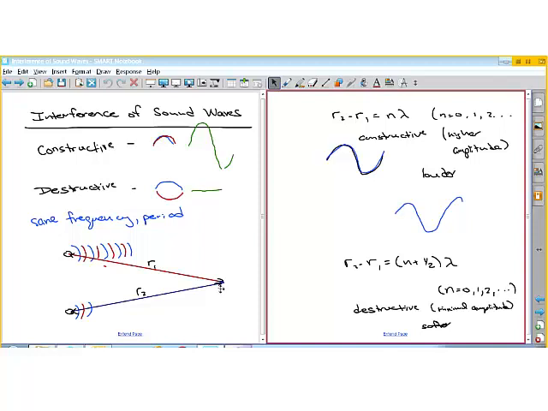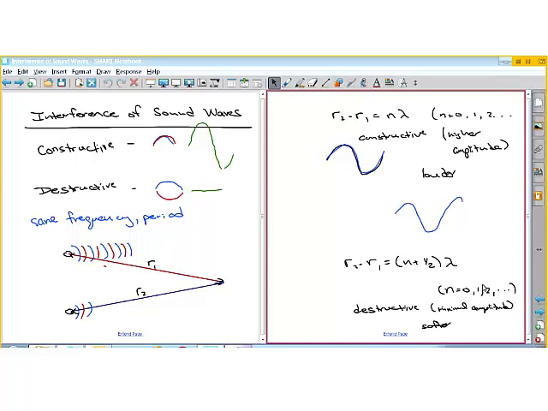Now, if you move a little bit to the side of where you get constructive interference, you're going to get less and less sound. At some point, the difference in the distances from the two sources to a point in space is equal to an integer plus a half, so 1.5, 2.5, 3.5 times the wavelength. You get destructive interference, and you get a softer sound. So it's loud for constructive interference.